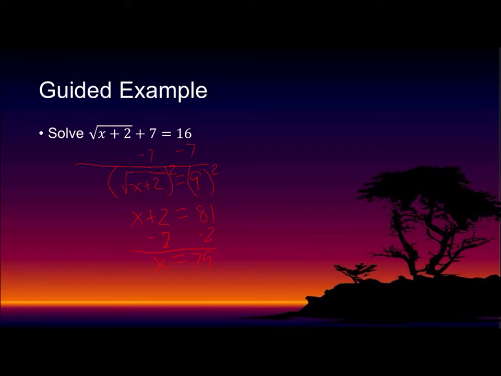Now I do have to check, so I'm going to go off to the side here, and I have 79 plus 2 underneath the radical, and then plus 7 equal to 16. I'm going to combine the terms underneath the radical first. That gives me radical 81 plus 7 equal to 16. And so that now is 9 plus 7 equal to 16. The square root of 81 is 9. And that gives me 16 equal to 16. So it checks out. So 79 is a viable solution, and I do not have to reject that solution.